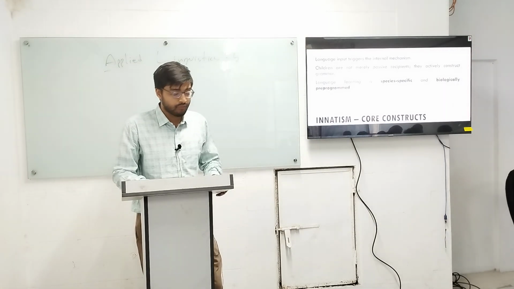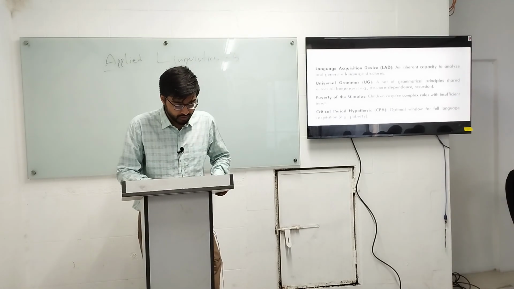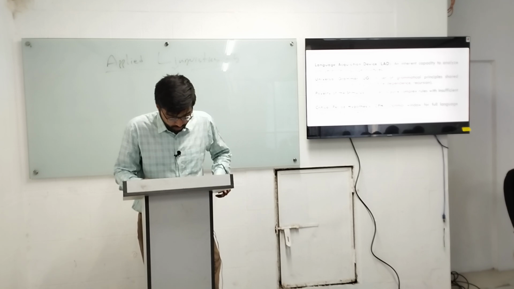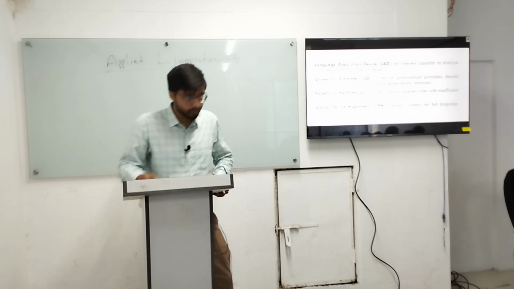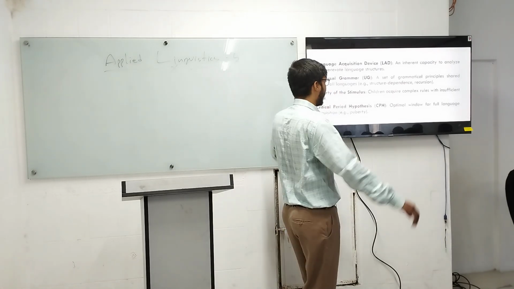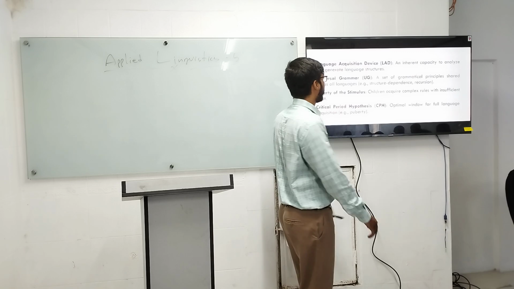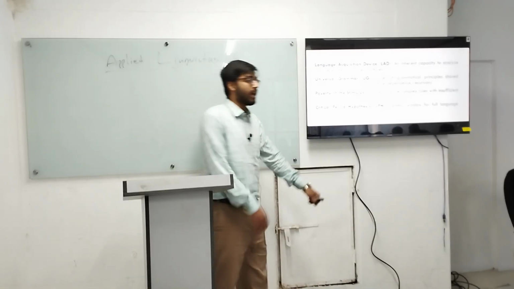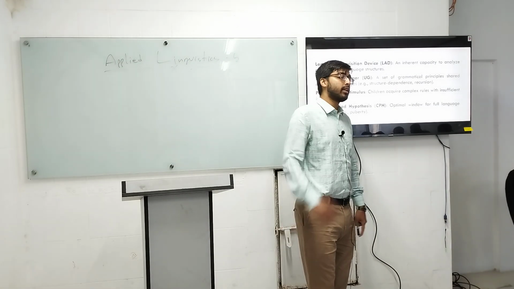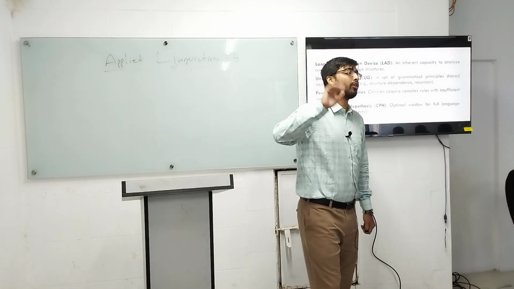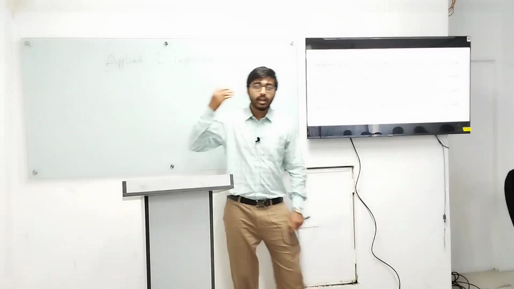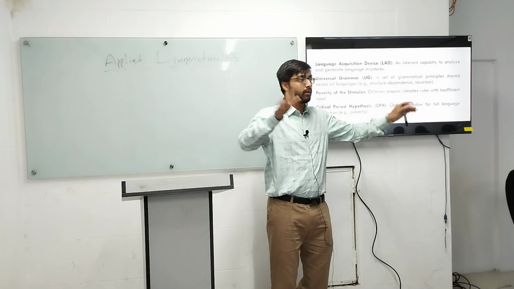You need not write everything. Okay, constructs of innatism: LAD, UG principles, poverty of stimulus. Children acquire complex rules with insufficient input. Yes, this is very important. We already know those things, so we should not talk about that again. Poverty of stimulus: children acquire complex rules with insufficient input. Yes, even if children do not have a sufficient amount of input, they should be learning a language in a very proper way.